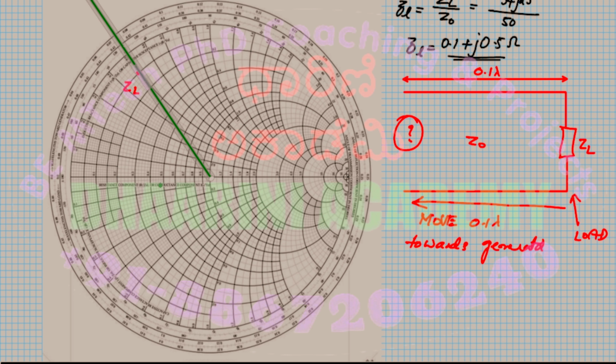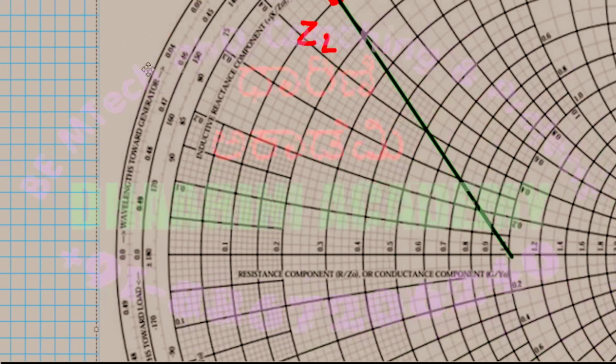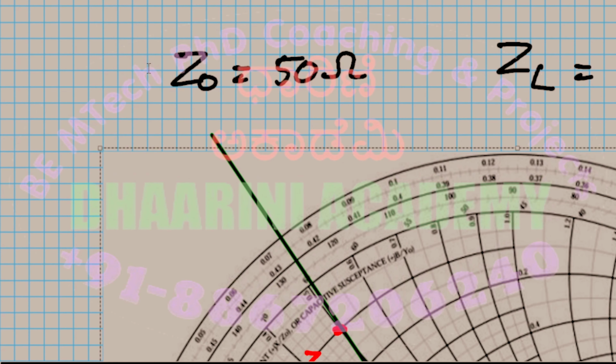Draw a line from the origin passing through my point and extend this away. When you extend that away, you will read a value over here, or here, anything is fine. Whatever value you read, let me zoom in to see what value we read in this problem. I think we read a value 0.075, correct?